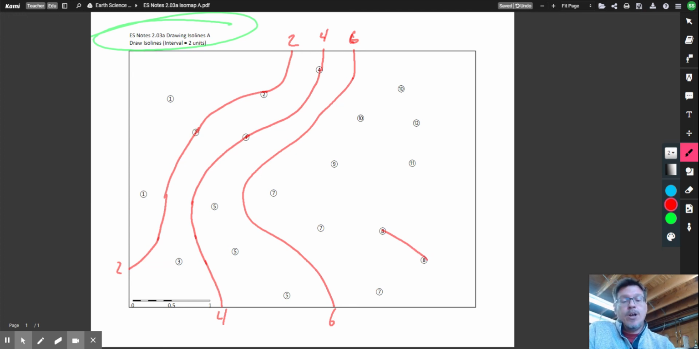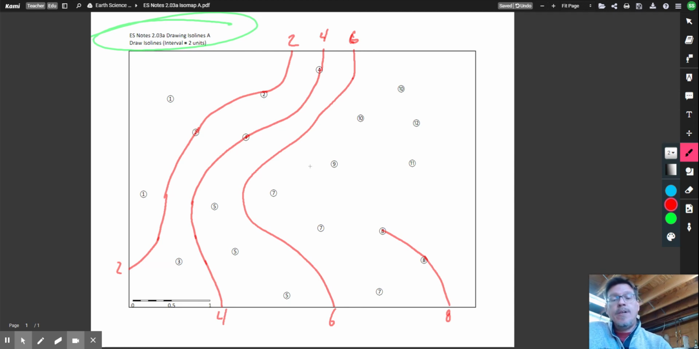Now I've got to figure out where to go. There's nothing down here in the right-hand corner to tell me where I should go. The pattern of the 6 is just to curve down a little bit, so I'm going to do that. I'm just going to curve this down, and where it goes to the margin, I'm going to label it.